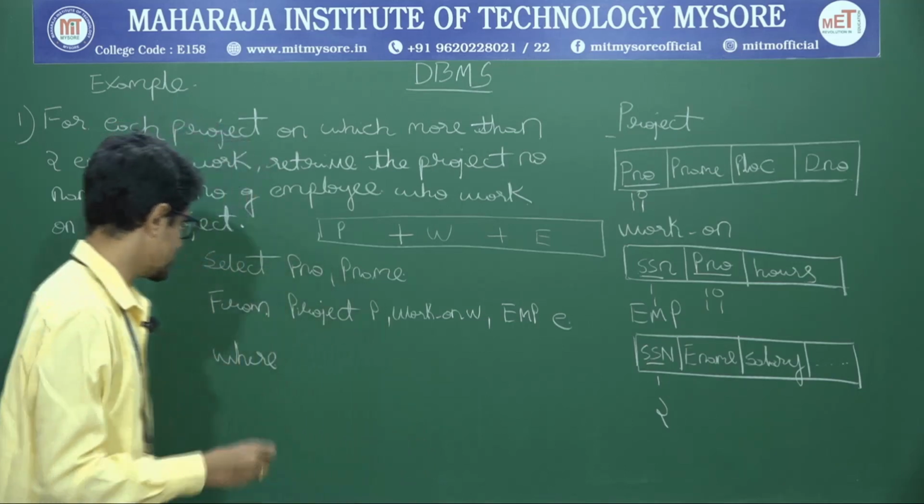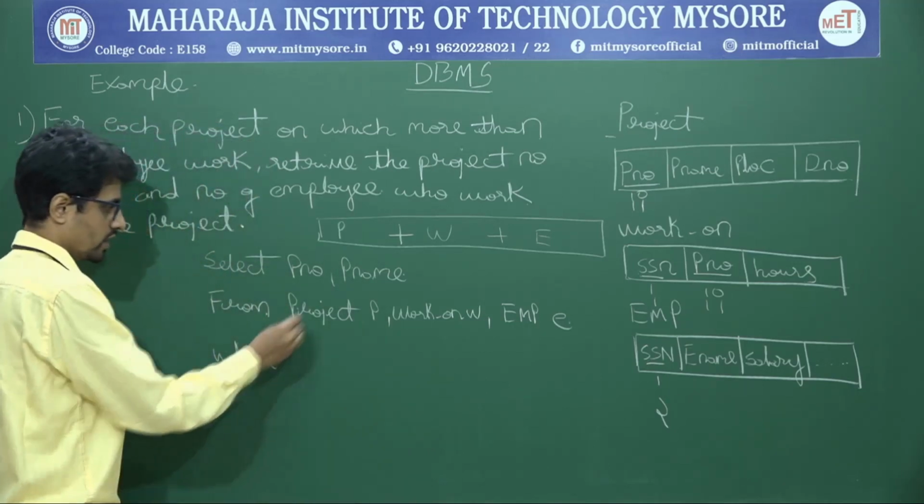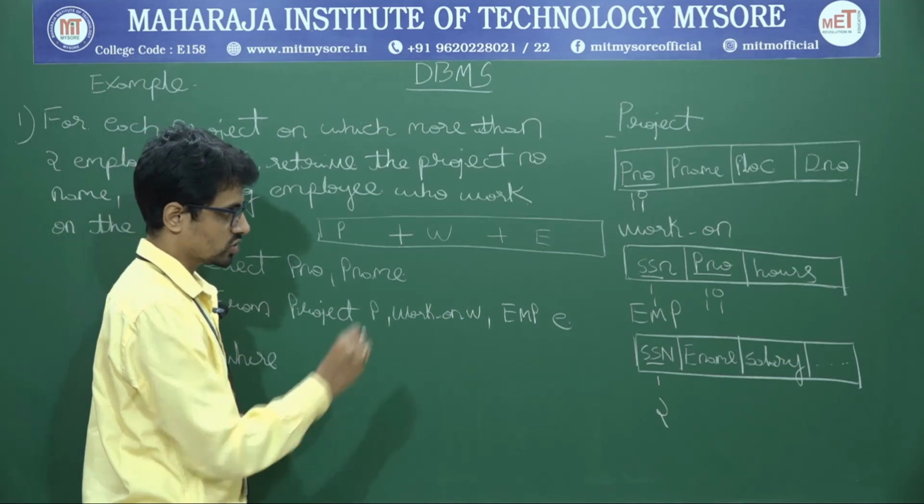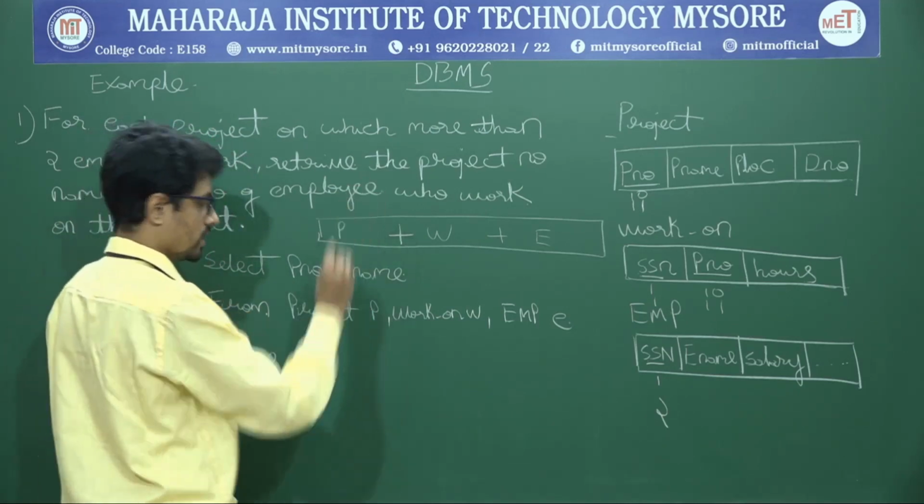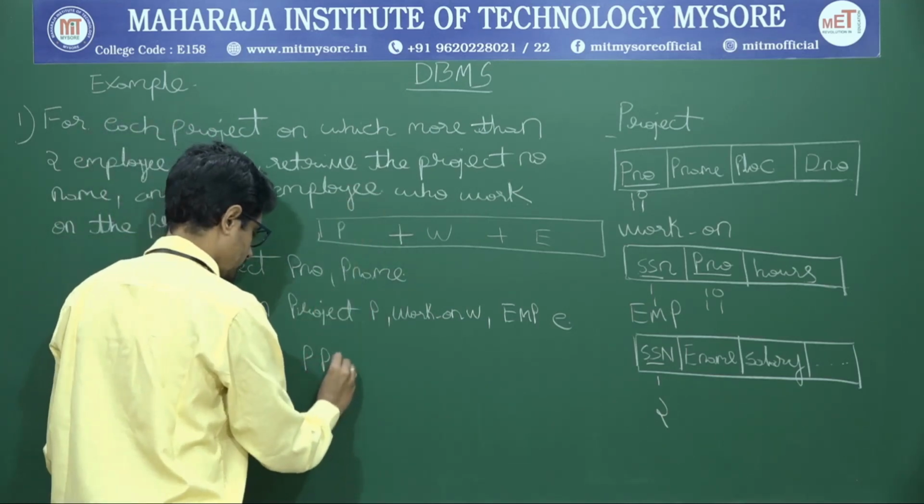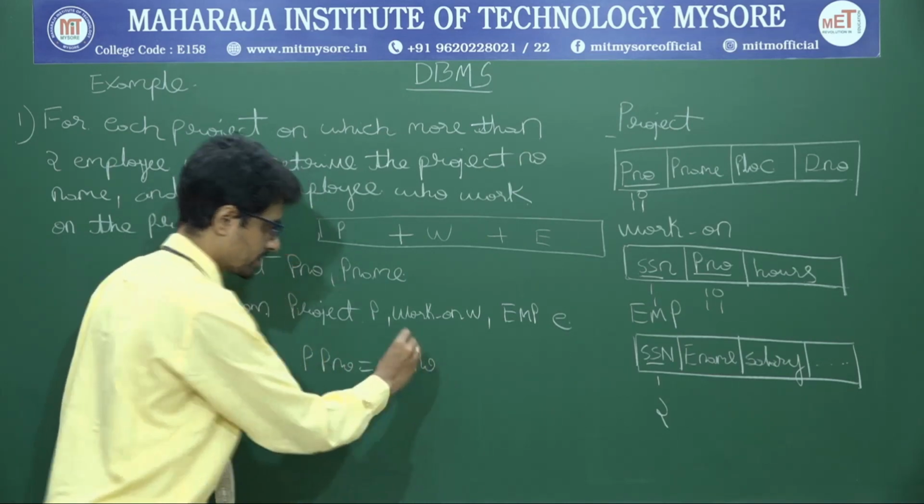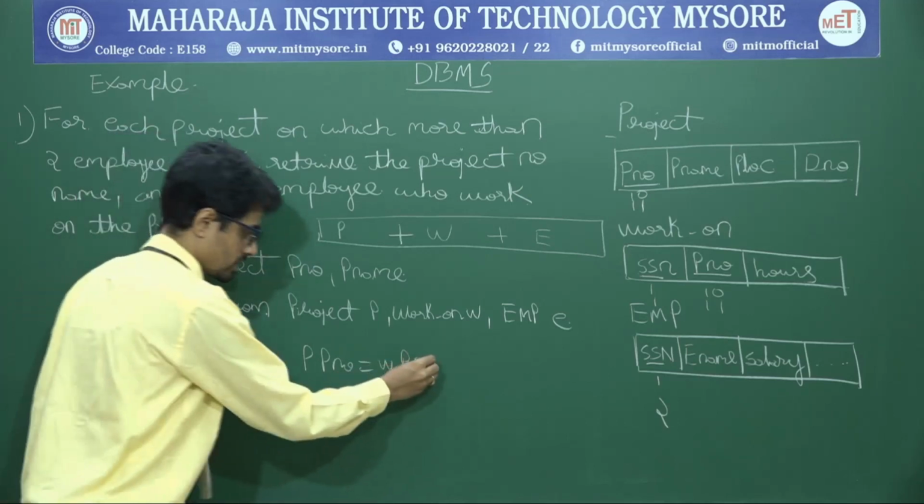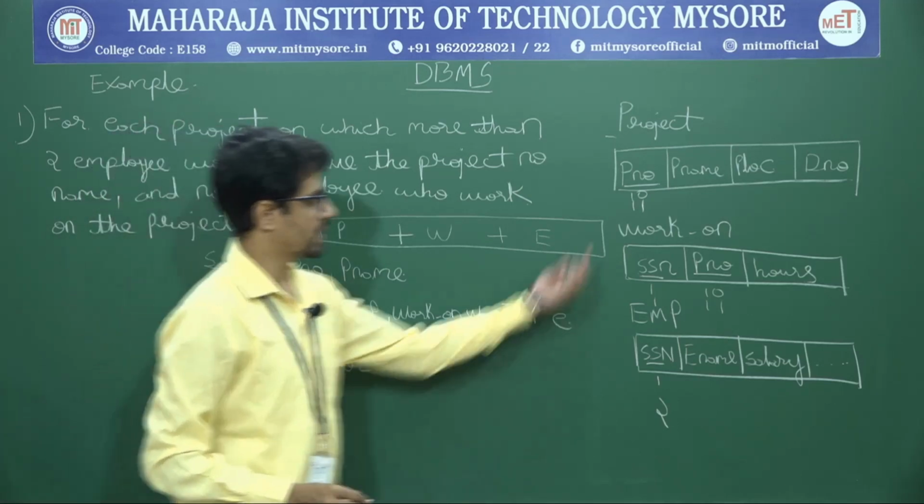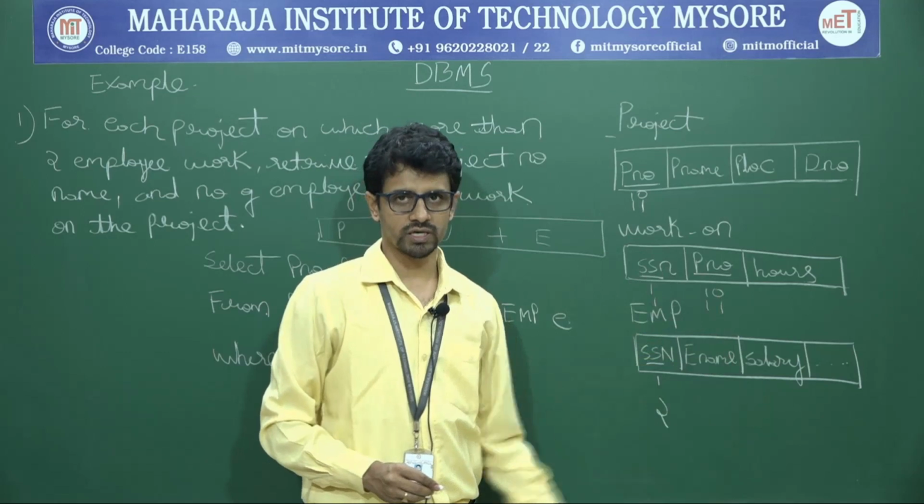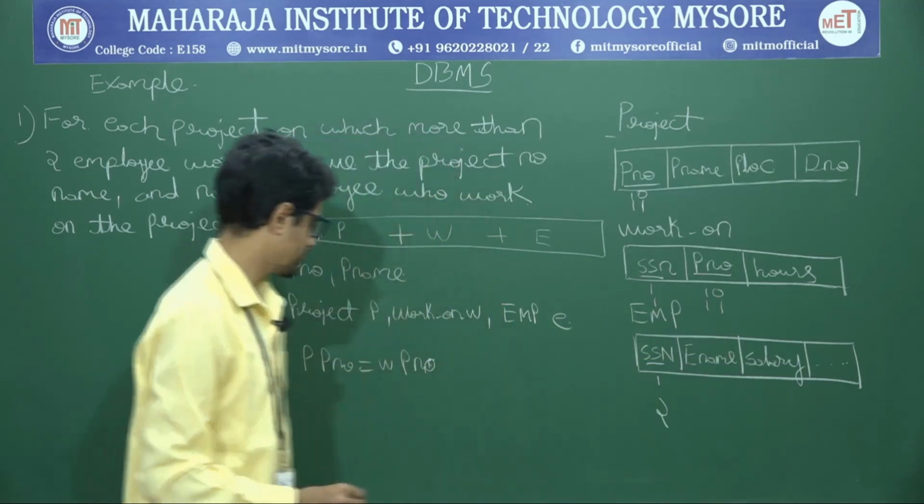So how do you give it? What is common across project and works on? P number. So P dot P number equals W dot P number. Fine. So what we have done here is the primary key and the foreign key between the project and works on have been joined up.